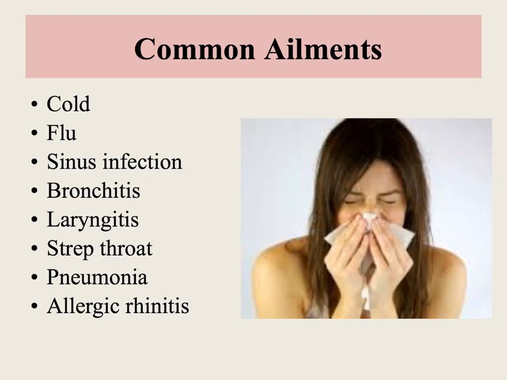So going on to some common ailments, these aren't included in the learning targets, but since we're very familiar with things that go wrong in our respiratory system, at least sort of minor immune challenges, I thought I would go over this. So I'm going to just talk briefly about colds, the flu, sinus infections, bronchitis, laryngitis, strep throat, pneumonia, and then allergic rhinitis.